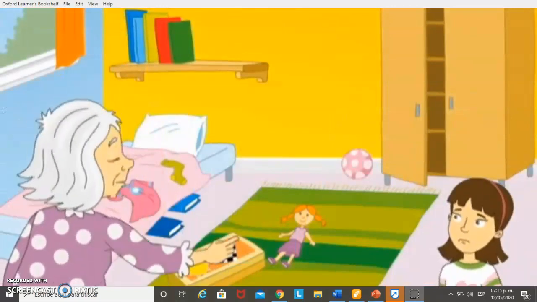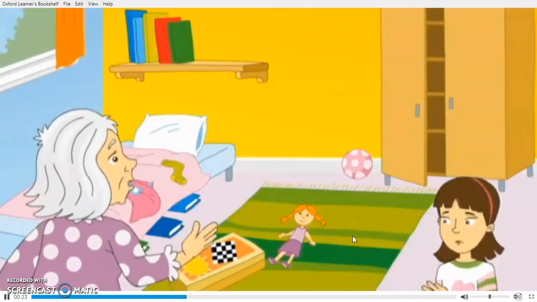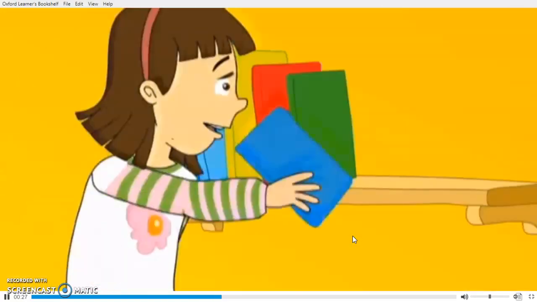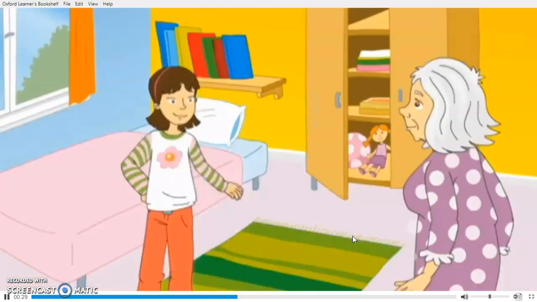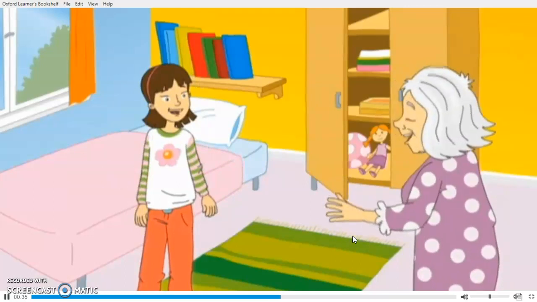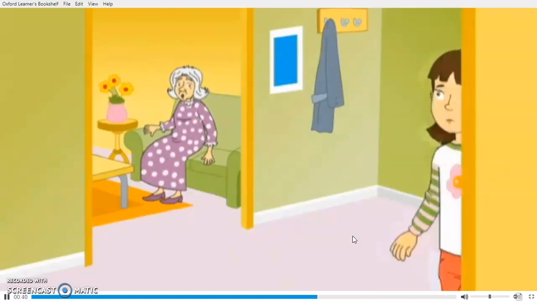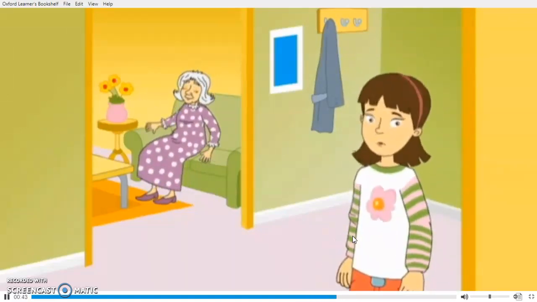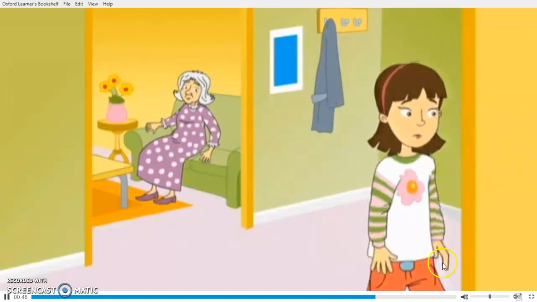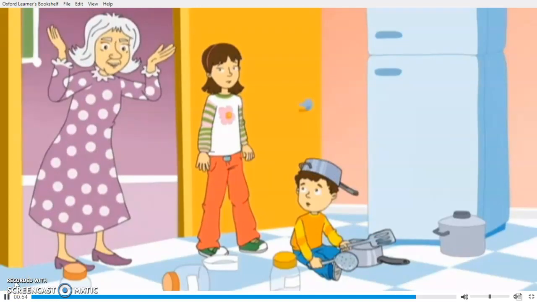Look, there's a doll on the rug. There are books under the bed. Sorry. I can tidy up. Look, Grandma. My room is tidy now. Good girl, Rosie. Well done. Now the flat is tidy. No, it isn't, Grandma. Look in the kitchen. Do you like my hat? Oh, Billy.